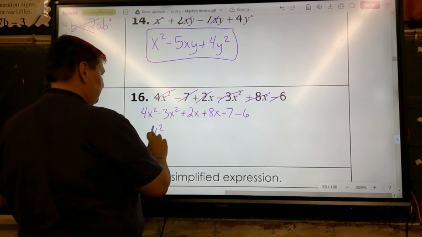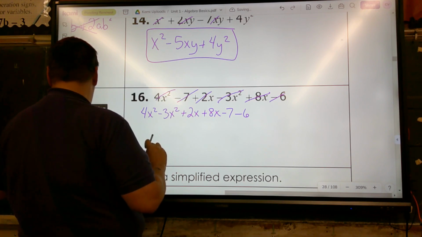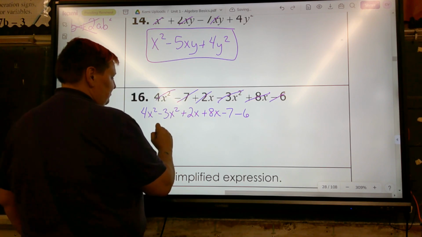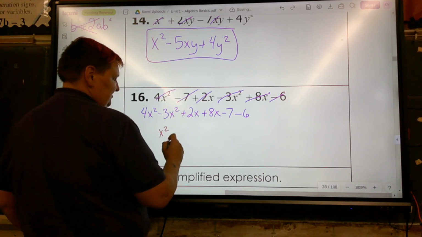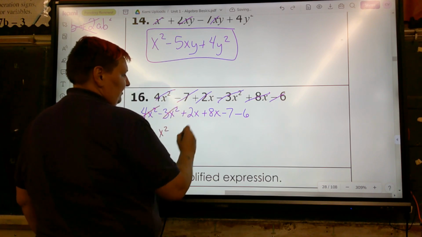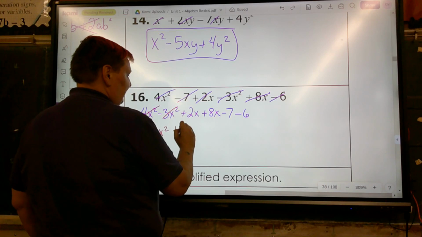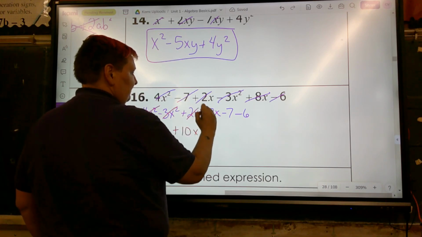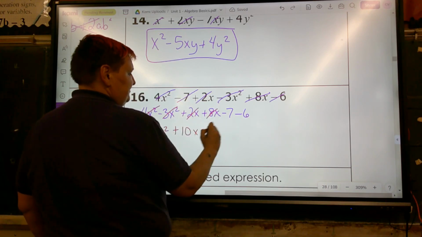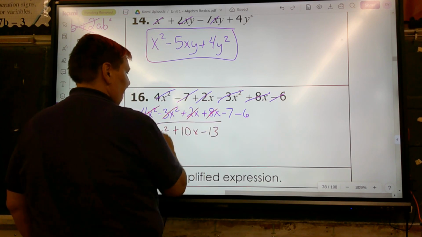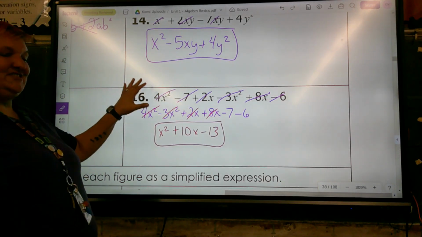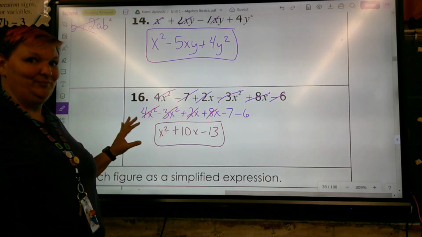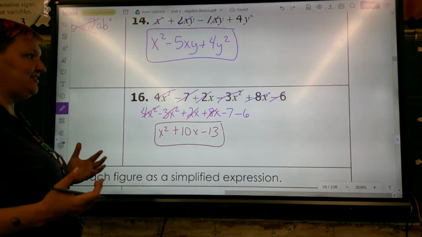Let me change the colors. You're left with 1x squared or just x squared. You don't have to put the 1, it's invisible. 2x and 8x is 10x. Negative 7 minus 6 is negative 13. It looks insane, but it's actually very simple. Just combine the things that are alike.